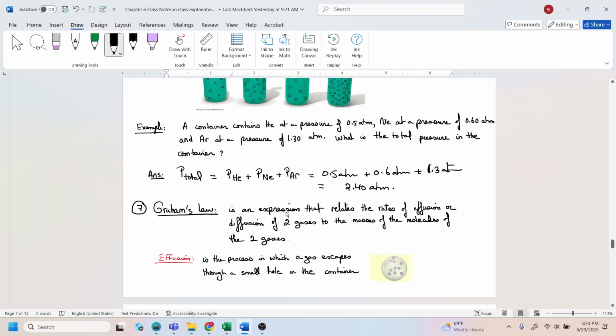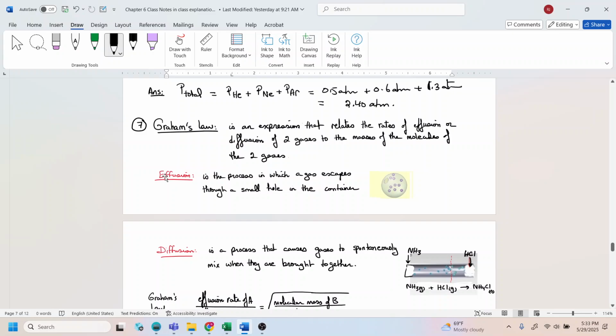Graham's law is an expression that relates the rate of effusion or diffusion of two gases to the masses of the molecules of the two gases. By definition, we have two processes here by which the gas goes from one medium to the other.